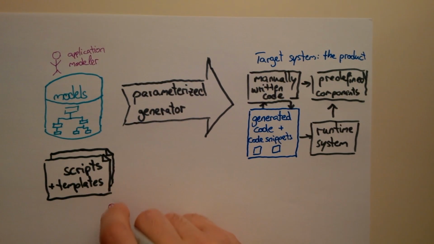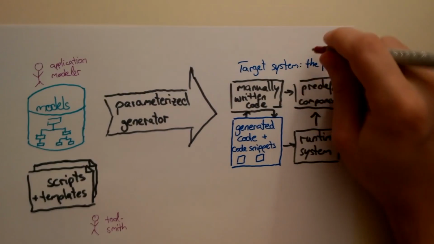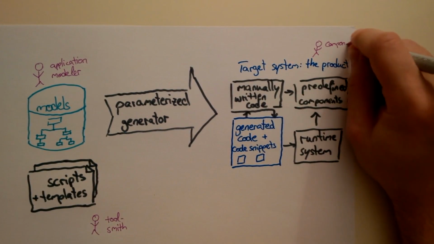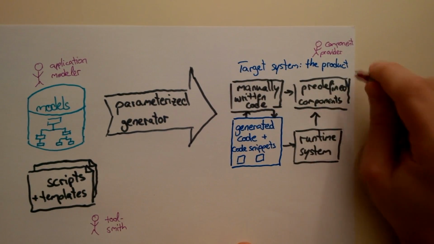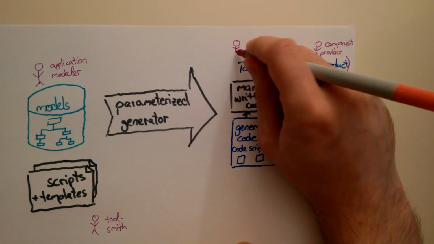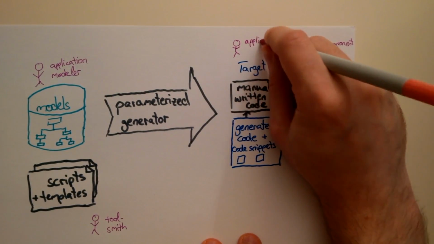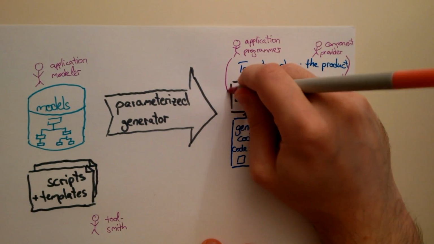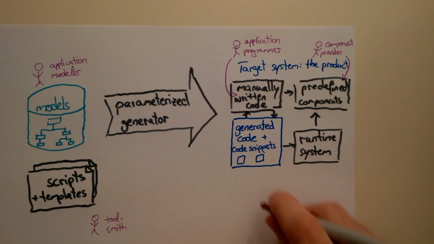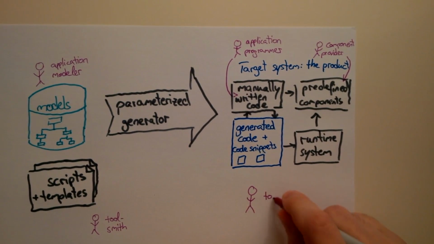The generator customizer, or toolsmith, customizes the generator to fit the project's needs. He can, for example, add project-specific scripts or introduce templates that provide code snippets to be copied into the generated code. A component provider has developed reusable components, but is rather independent of any generation. Then there's the application programmer, who writes code to complement the models and thus to complete the application. And finally, the tool provider, who has developed the generator and runtime system.